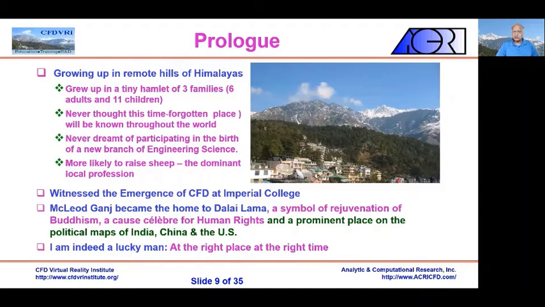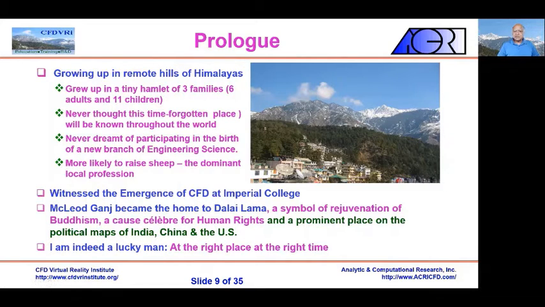I grew up in the remote hills of the Himalayas. It was a tiny hamlet of 3 families, 6 adults and 11 children, I remember to this day. I never thought this time-forgotten place would be known throughout the world. You can see on the right-hand side, beautiful surroundings dominated by the hills of the Himalayas. And there's a little village here that used to be little. Now there are too many houses, but in those days you couldn't see any house at all. There were 3 houses 100 meters apart, starting somewhere here.